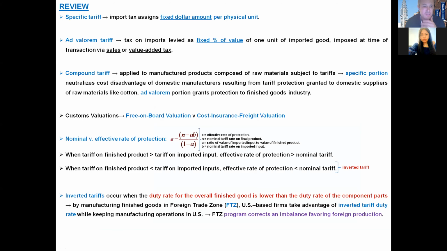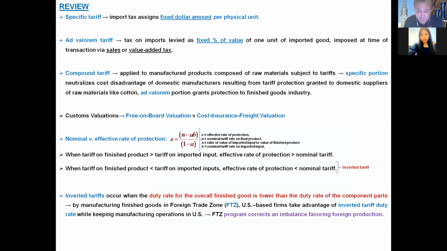Okay. Can everybody see this? Yes? Yes. Okay, good. So this is a review from where we were on Monday, which went through a series of definitions about different types of tariff. We talked about a fixed or specific tariff, then a tariff that is a percentage of the overall value, which is an ad valorem tariff.